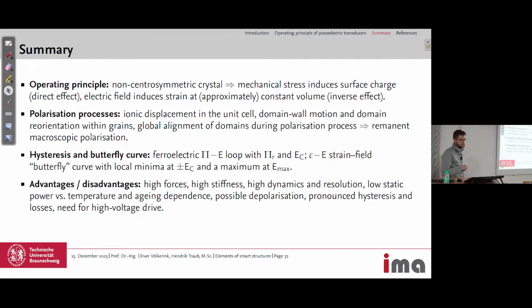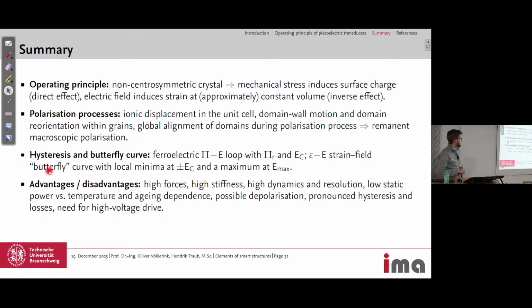which we then can use macroscopically. And we have these two typical curves, the hysteresis and the butterfly curve. So the ferroelectric capital P, so polarization over E loop, with the remanent polarization and the coercive field strength. And we have the elongation over the electric field, so the strain field butterfly curve. There we have the local minima at the coercive field strength and the maximum at the maximum field strength.